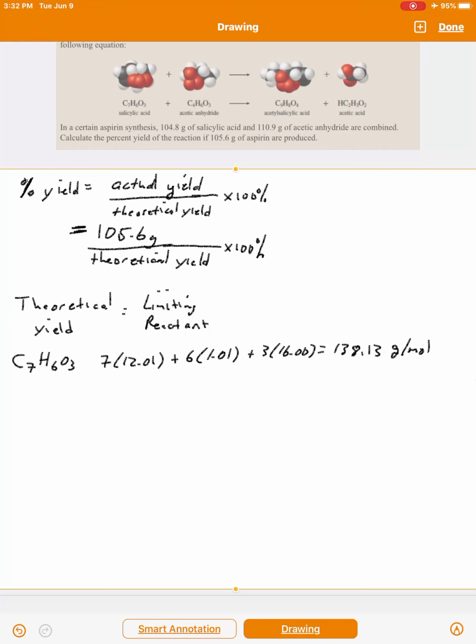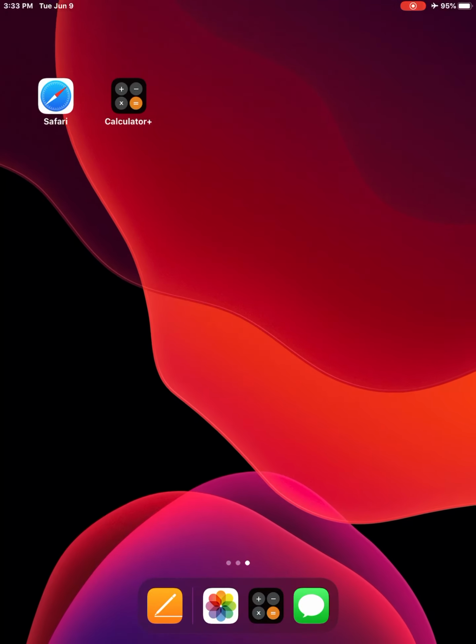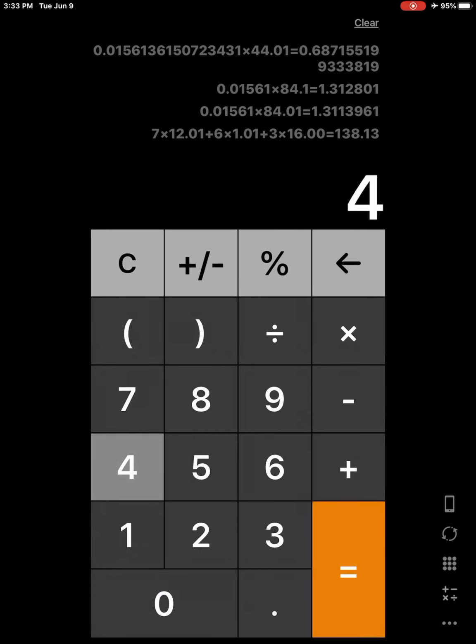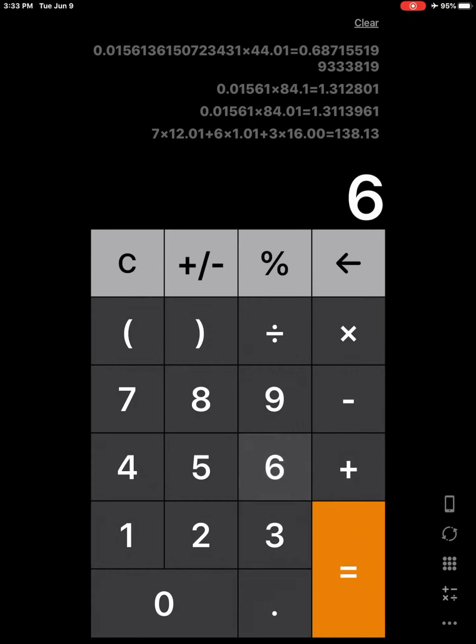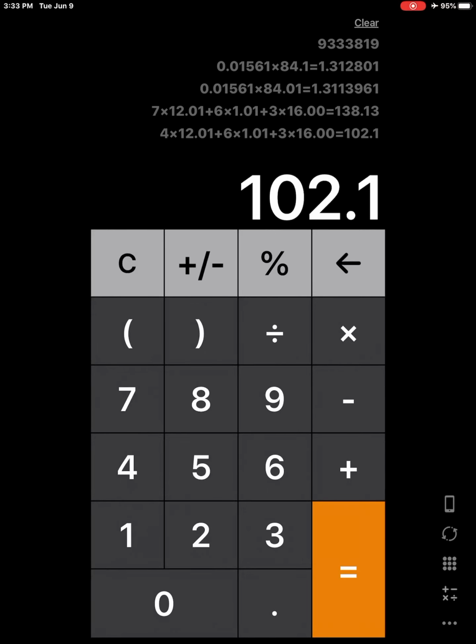Now I'm going to calculate the molar mass of the second reactant, which is acetic anhydride, which is C4H6O3. So that's 4 times 12.01 plus 6 times 1.01 plus 3 times 16.00, which gives 102.10.